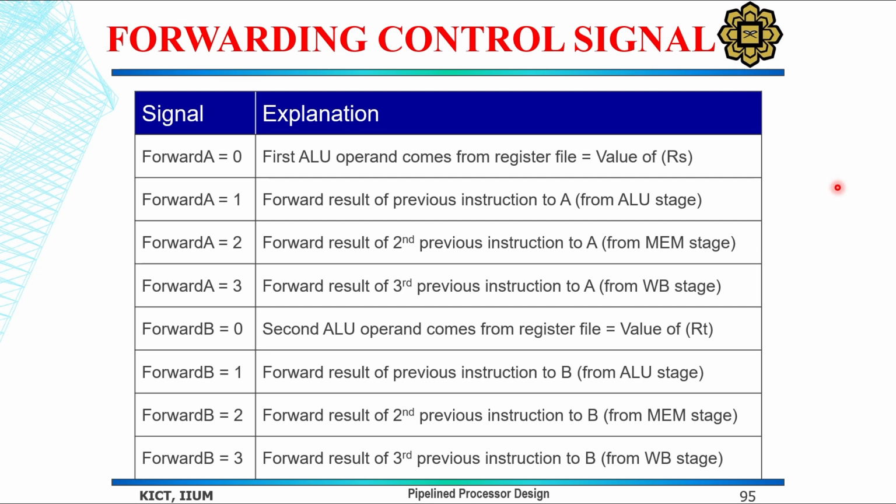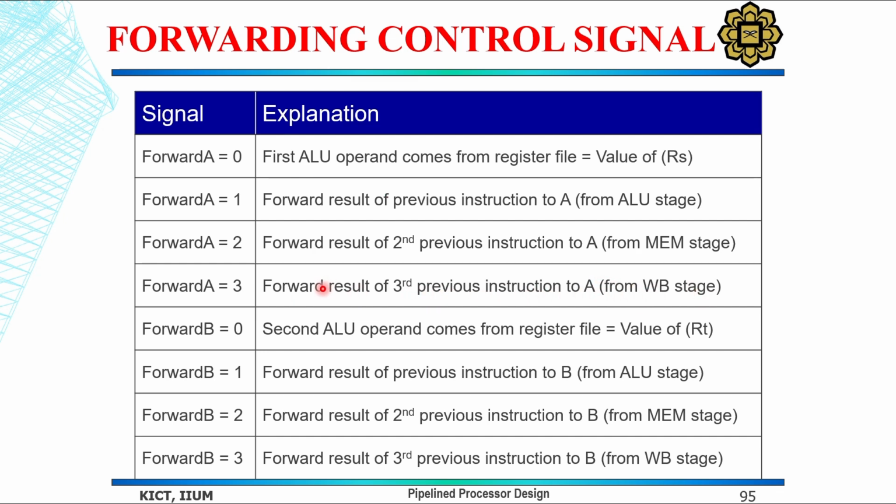These are some details of the forwarding control signals. If forward A is 0, the first ALU operand comes from the register file, meaning the value of RS. If forward A is 1, it forwards the result of the previous instruction to A, from the ALU stage. If forward A is 2, it forwards the result of the second previous instruction to A, from the memory stage. And if forward A is 3, it forwards the result of the third previous instruction to A, from the write back stage.